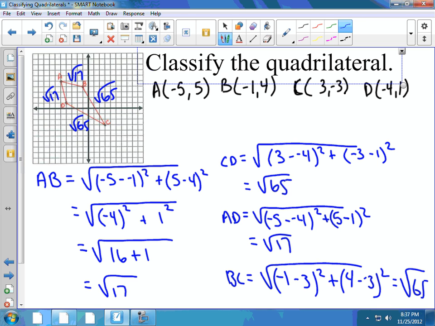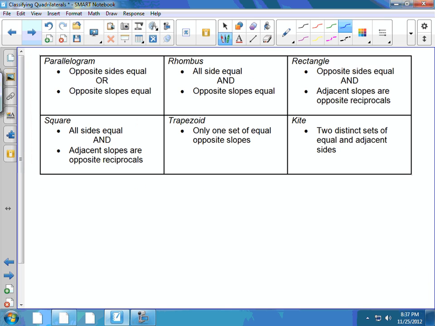So when we take a look at this, our opposite sides aren't equal to each other. So parallelogram is out. Well, if it's not a parallelogram, it can't be a rhombus, rectangle, or a square. So we have to figure out, is it a trapezoid or a kite? And if we look carefully, we do have two distinct sets of equal and adjacent sides.